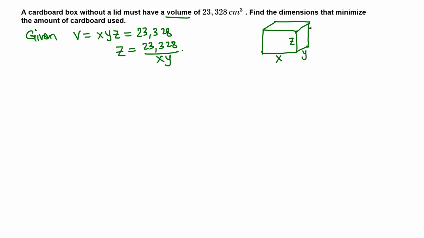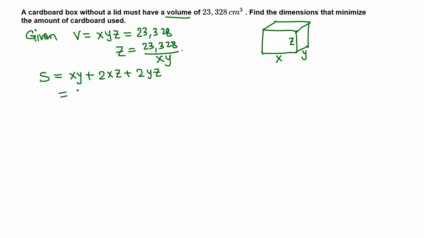Next, what we're going to do is minimize the amount of cardboard used. The cardboard is used on the surfaces. So the surface area is: the bottom part is just x times y, there is no lid, just xy, plus front, that's x times z, and back, same thing, so 2xz, plus right side, y times z, and left, y times z, so 2yz. So we want to minimize this function.